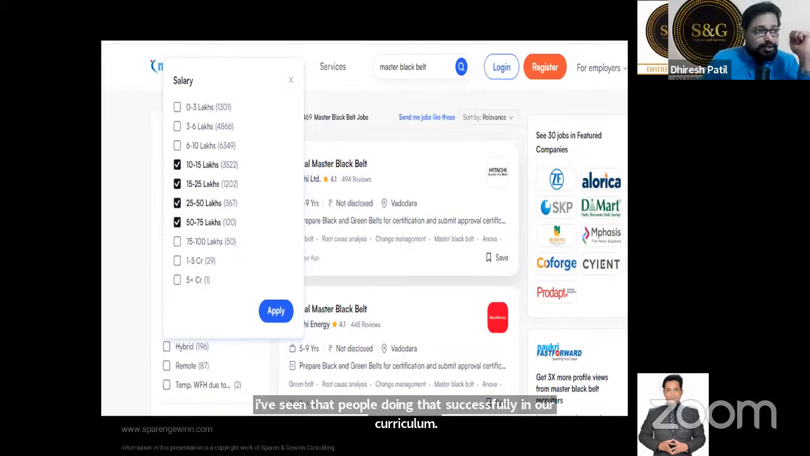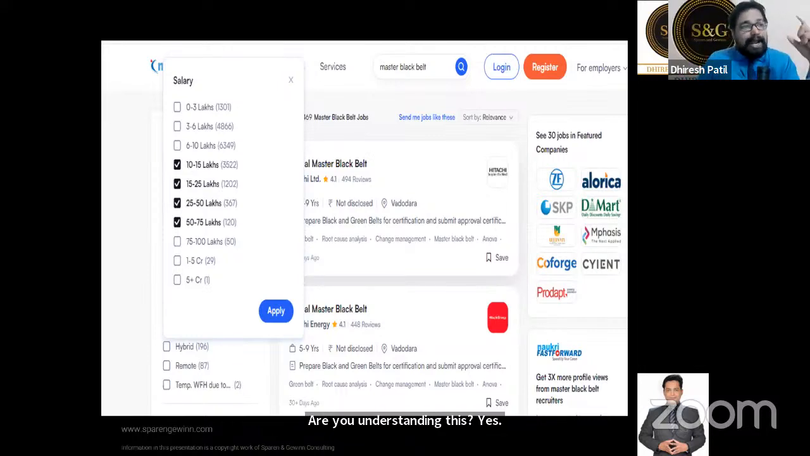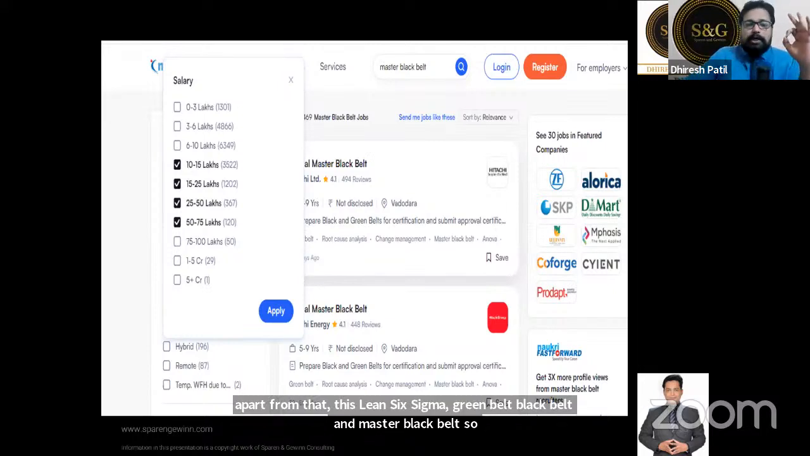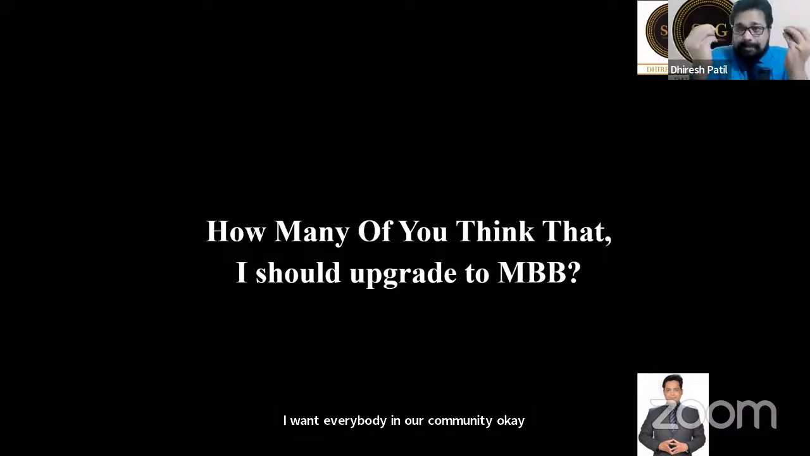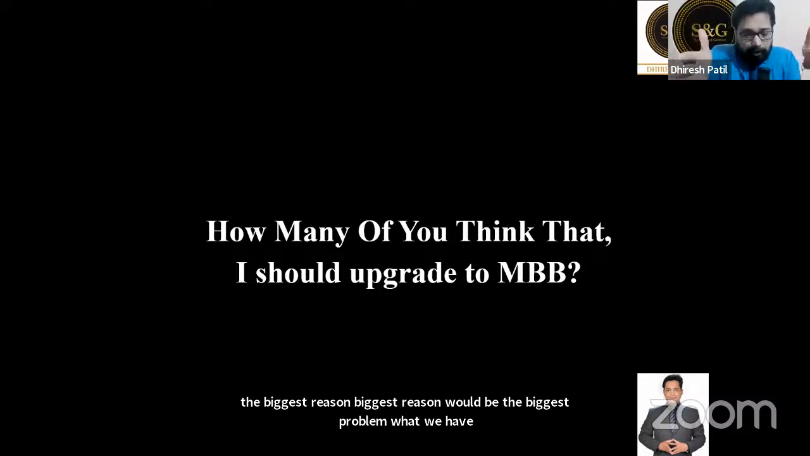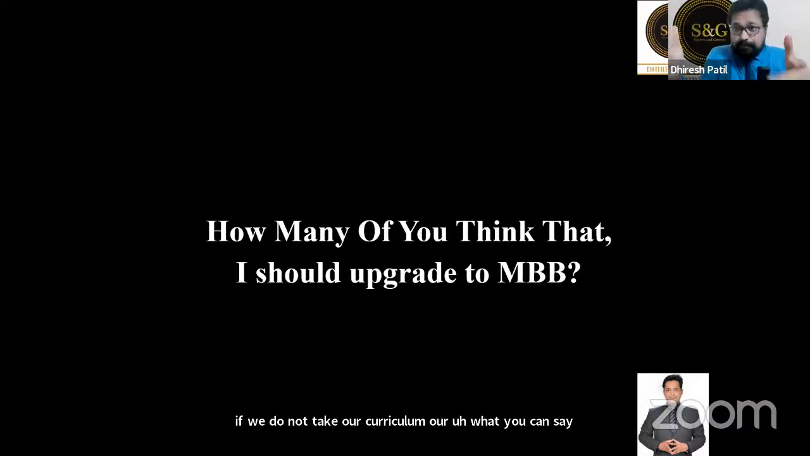Yes, fantastic, Maheshji. So QA, QC, NDT, and apart from that, this Lean Six Sigma, Green Belt, Black Belt, and Master Black Belt. So I want everybody in our community to upgrade themselves to the Master Black Belt. Now, what is the biggest reason? The biggest problem we have is that we do not take our career, as grown-ups, very seriously. Our learning very seriously. That's the only challenge we have.